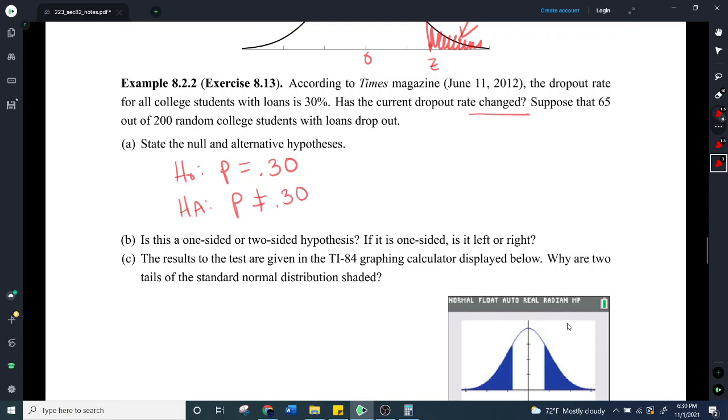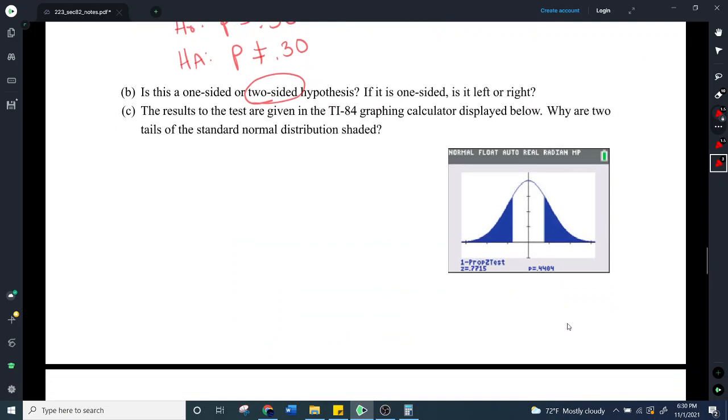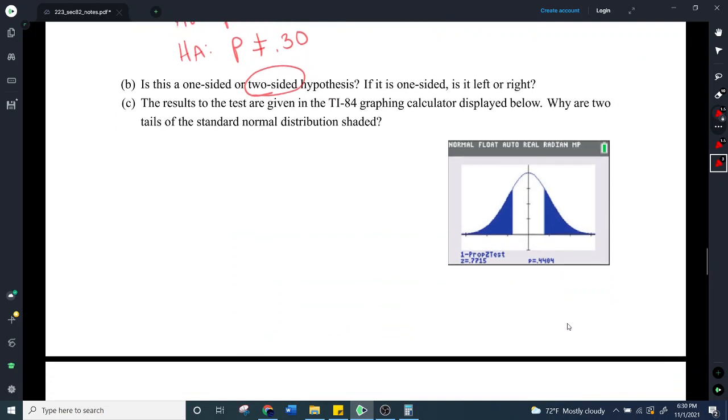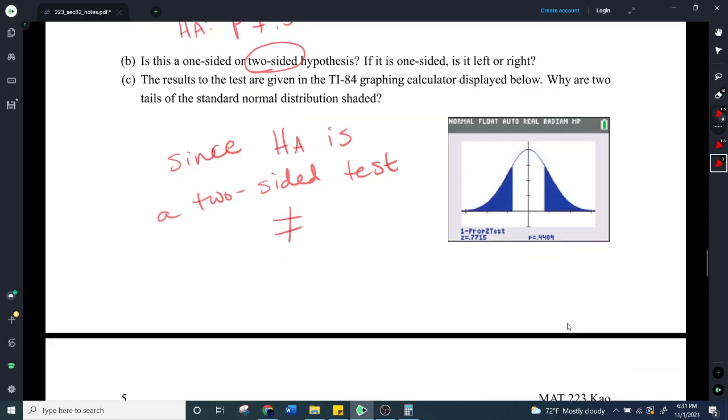Is this one-sided or two-sided? Since it's not equal to, we know it's two-sided. The results of the test given in the TI-84 graphing calculator are shown below. Why are there two tails? Okay, so this is what we talked about earlier. Since the alternative hypothesis is a two-sided test, since it's not equal to, that's why we're going to have those two tails, those two shaded areas.